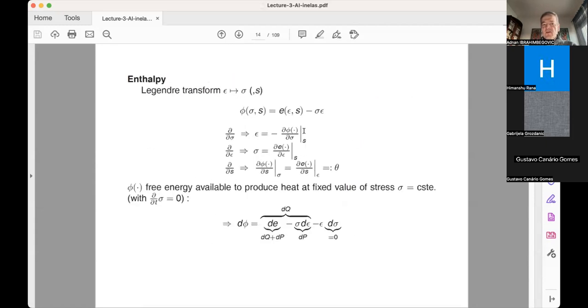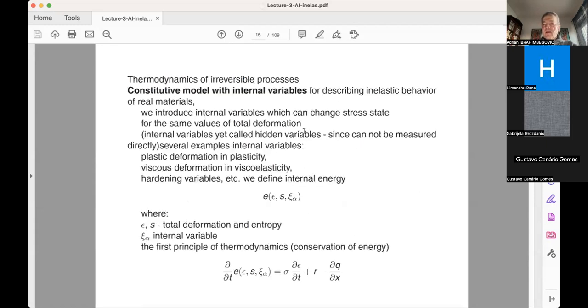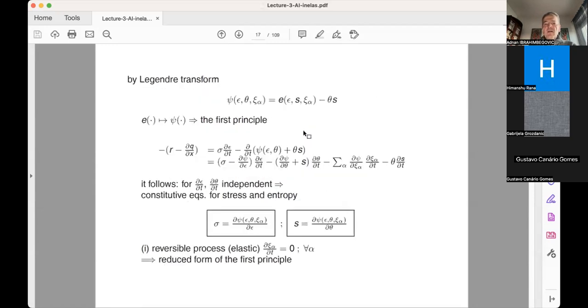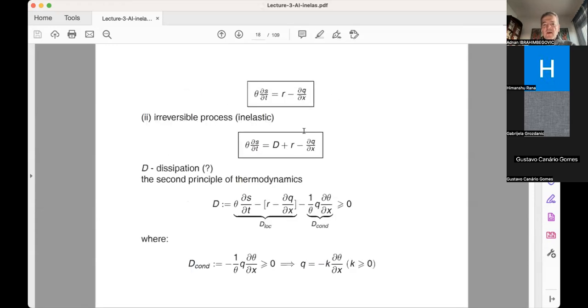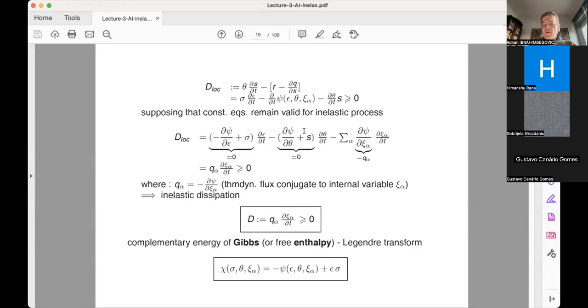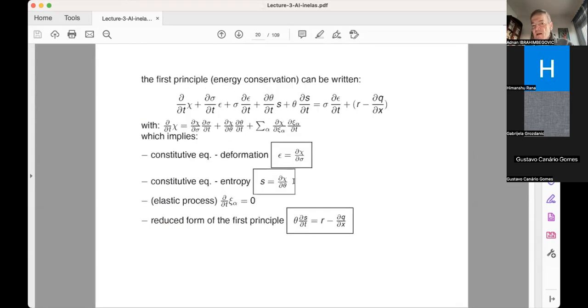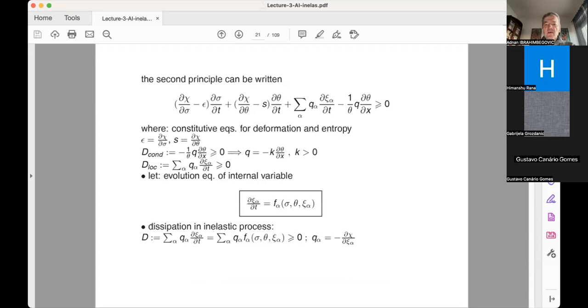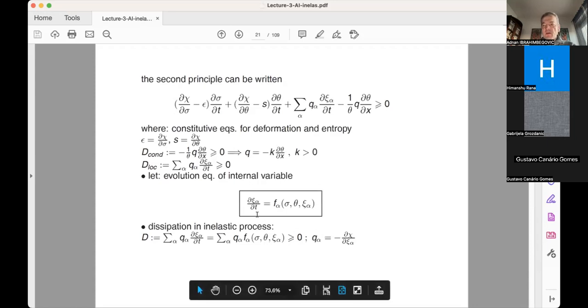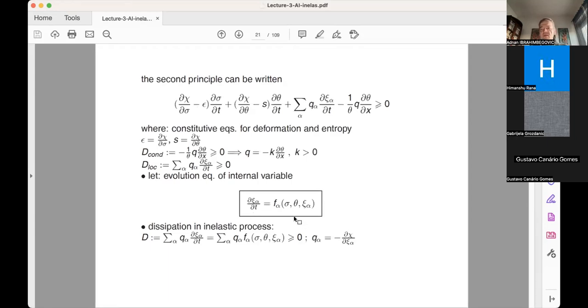Then we studied different potentials, and we said that at the end, if you have internal variables, these different potentials could be used interchangeably by using the Legendre transformation. The key point is that at the end, you have to supply the evolution equation of the internal variable. So we started supplying such an equation, where alpha is the internal variable, and it has to be defined as a function of the state variables. In particular, here for the Gibbs potential, these are the stress, the temperature, and the internal variable itself.